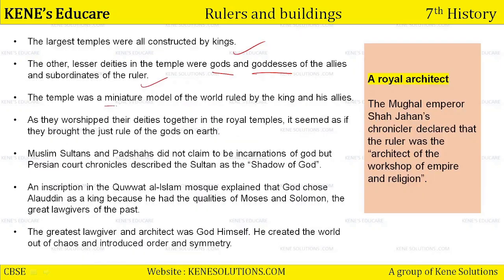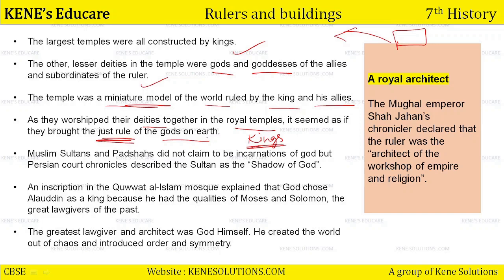The temple was basically a miniature model of the world ruled by the king and his allies. The kind of culture and kingdom the king ruled, temples were made and based on that idea and model only. As they worshipped their deities together in the royal temples, it seemed as if they brought the just rule of the gods on earth. It seemed that kings are the messengers of God. Kings are the ones who brought the justice-based rule of God on earth.